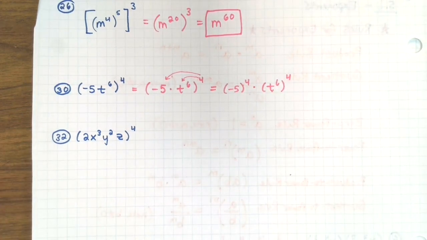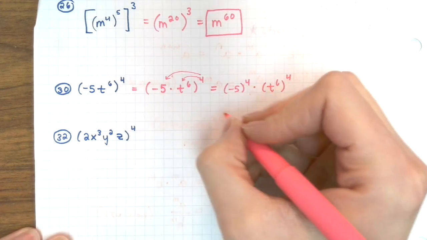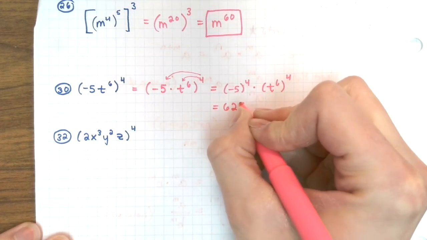And that t to the 6th to the 4th power, that's just like we saw in the last problem. So that's actually going to be using the power-to-power rule to simplify. Before we get to that, though, let's talk about what this negative 5 to the 4th is going to be. So negative 5 to the 4th means you're going to be doing negative 5 times negative 5 times negative 5 times negative 5. So negative 5 times itself 4 times. That's going to be positive 625.